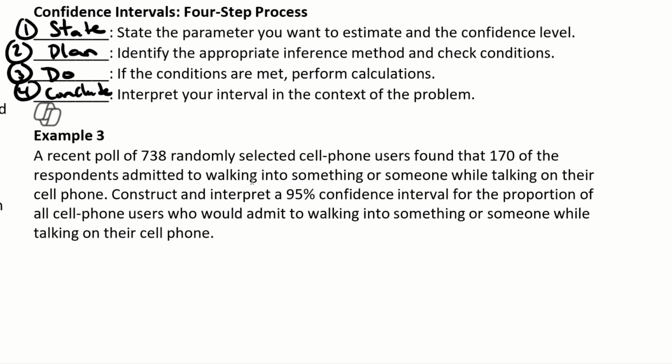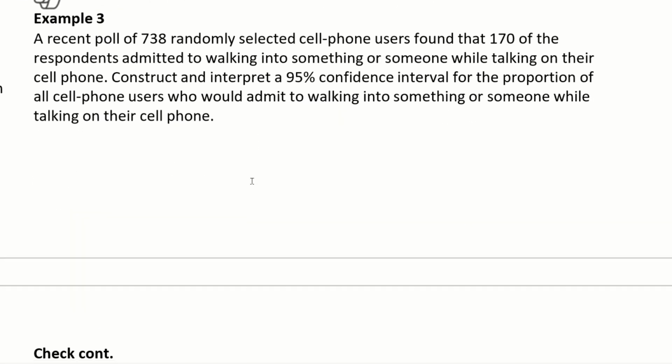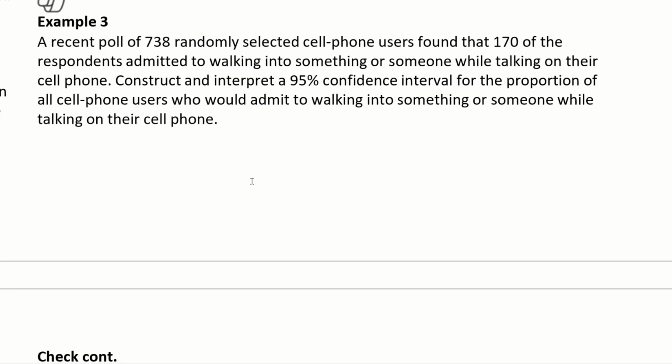All right. So example 3, a recent poll of 738 randomly selected cell phone users found that 170 of the respondents admitted to walking into something or someone while talking on their cell phone. Construct and interpret a 95% confidence interval for the proportion of all cell phone users who would admit to walking into something or someone while talking on their cell phone. All right, so let's do this 4-step process.